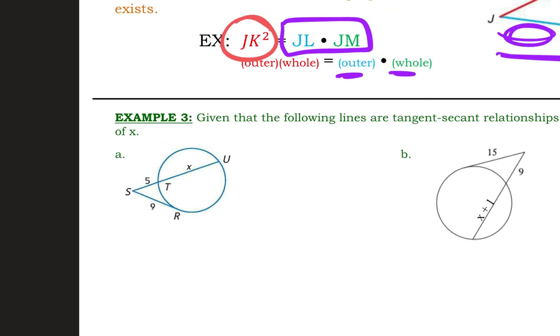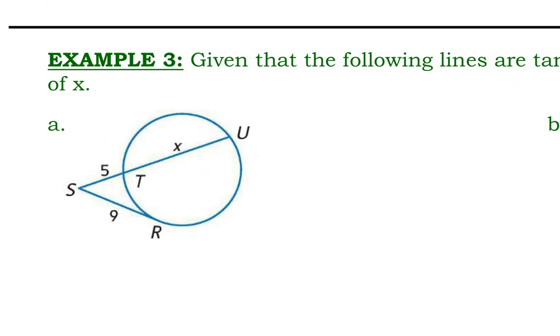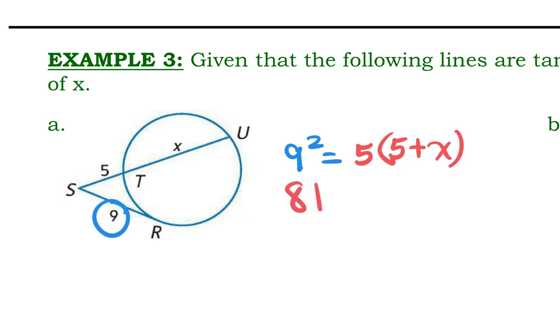So I recommend with this one, finding your tangent piece first. What's the tangent piece here? 9. Take that one, it gets squared because it doesn't have the full line. Think of it that way. Doesn't have the full secant line, so we're going to kind of make up for it. The second part is set up exactly like we just finished practicing. What number's on the outside? 5, and the whole thing is 5 plus x. Good. All right, so then we got 81 equals 25 plus 5x.